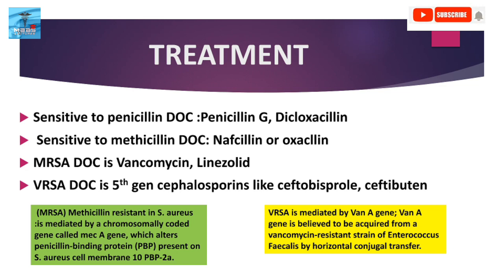The MRSA resistance is mediated by the chromosomally coded mecA gene, which alters the penicillin binding protein PBP present on the Staph aureus cell membrane to PBP2A. Then VRSA is mediated by the VanA gene. The VanA gene is believed to be acquired from the vancomycin resistant strain of Enterococcus faecalis by horizontal conjugal transfer. So this is only a quick revision of the Staph aureus topic.